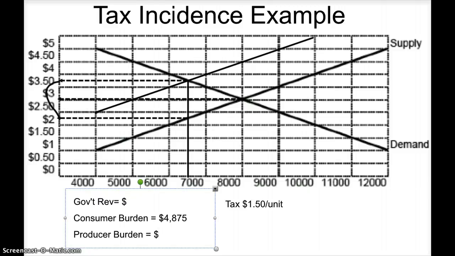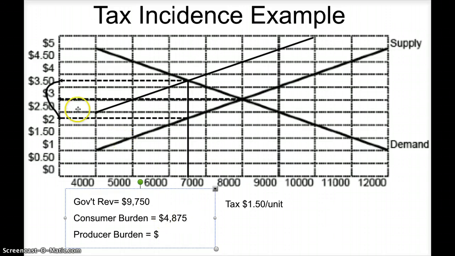Let's go up and figure out what our total overall government revenue is. We have 6,500 as a quantity, and you multiply it by the $1.50, because that's how much the tax is. That should equal $9,750. And of the overall government revenue, we have our consumer burden of $4,875.